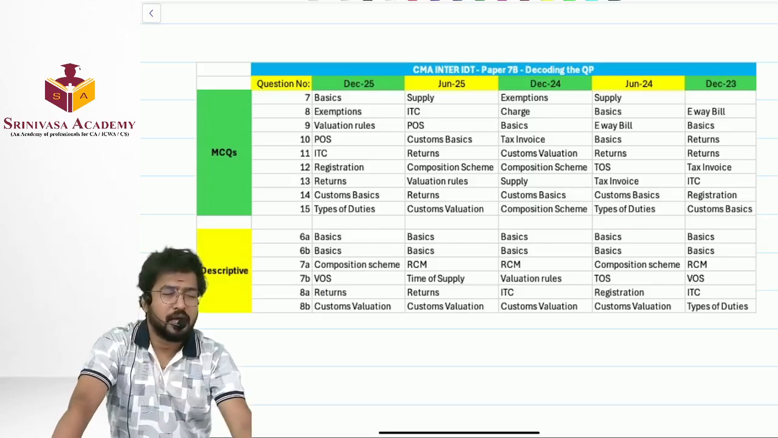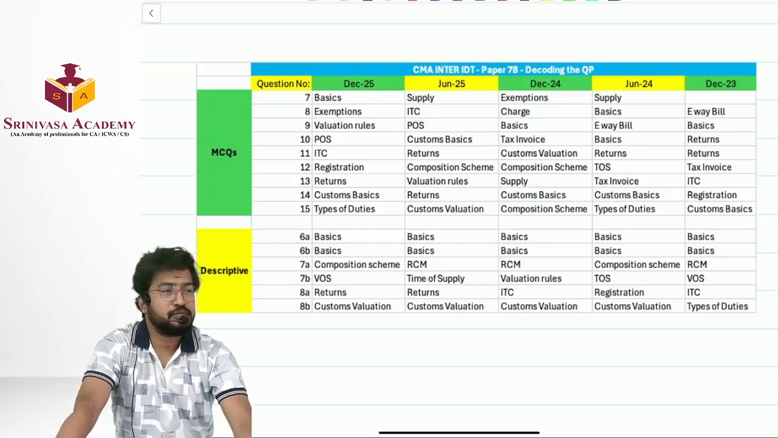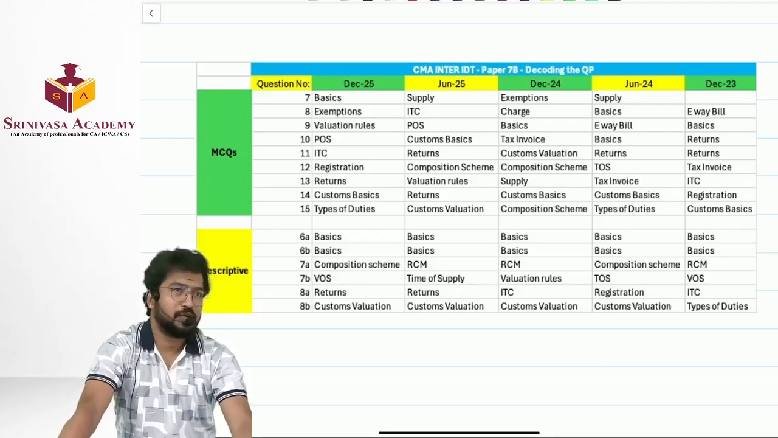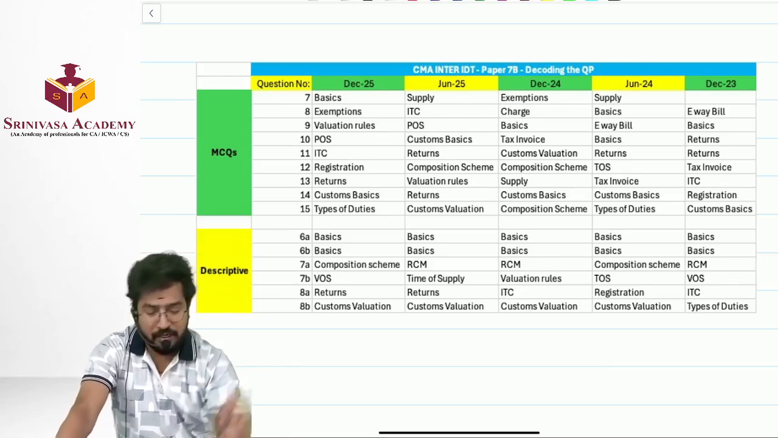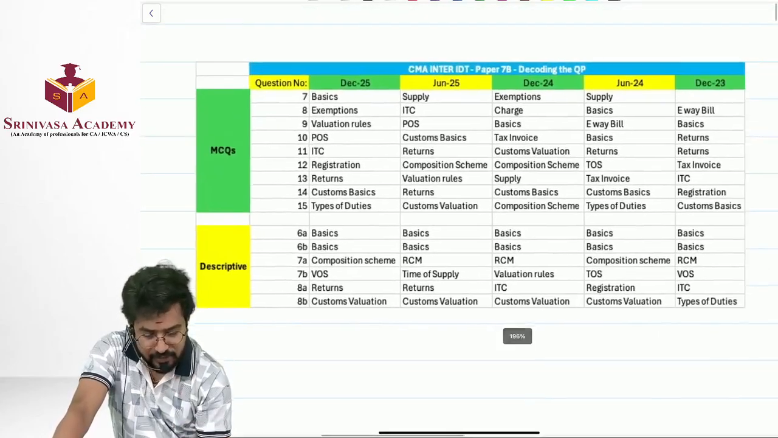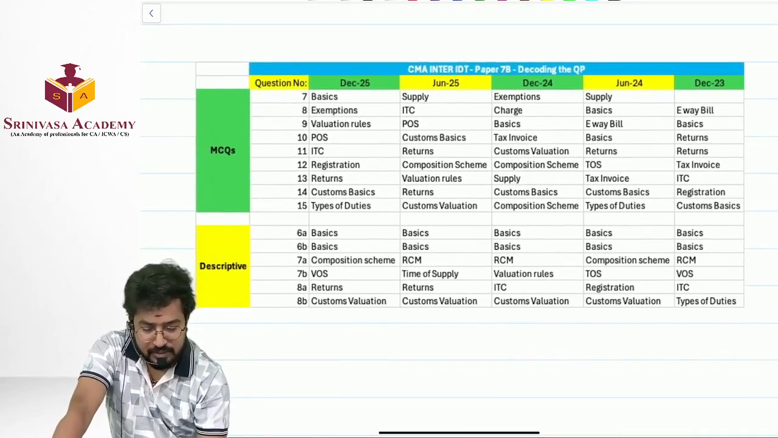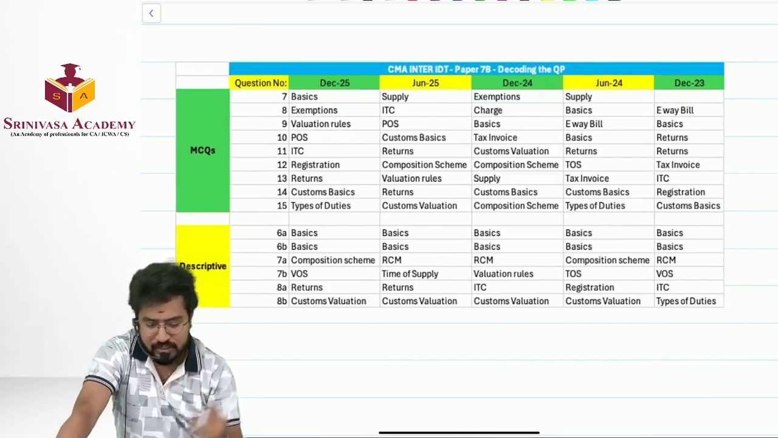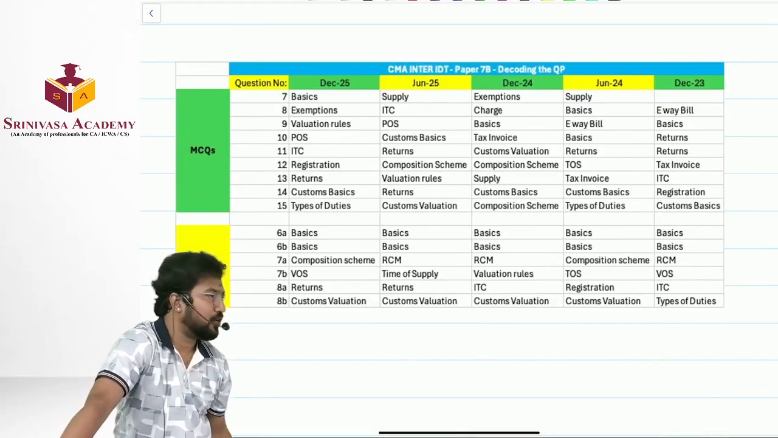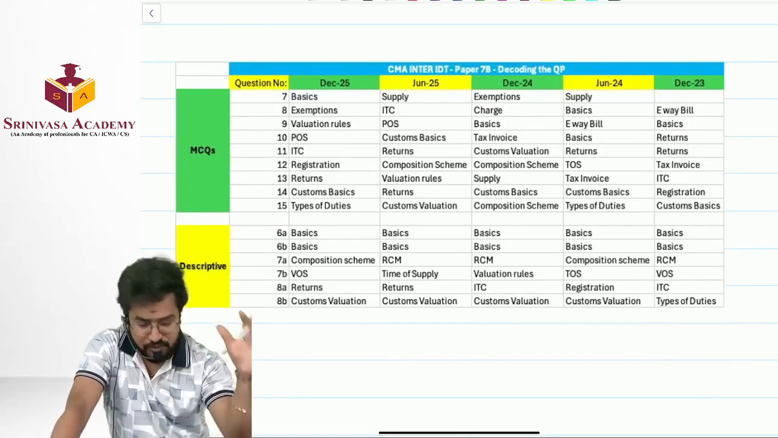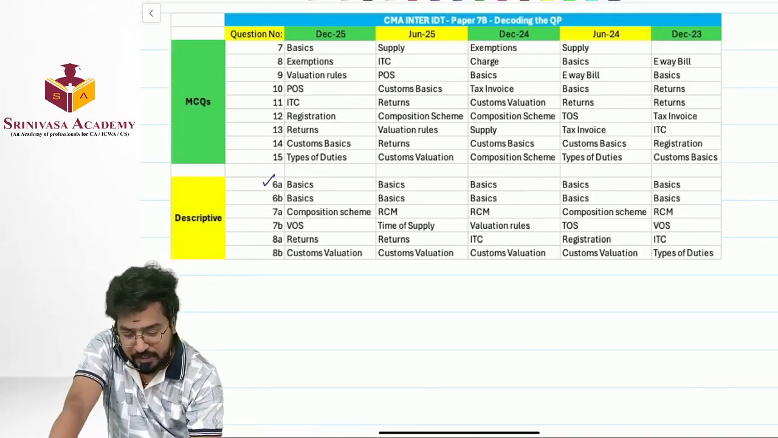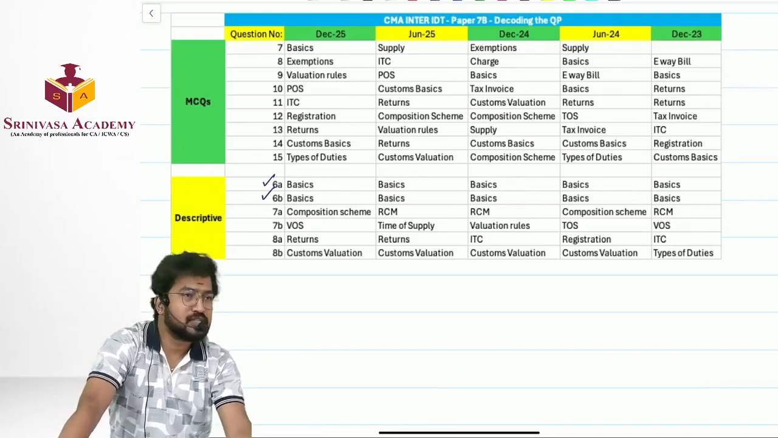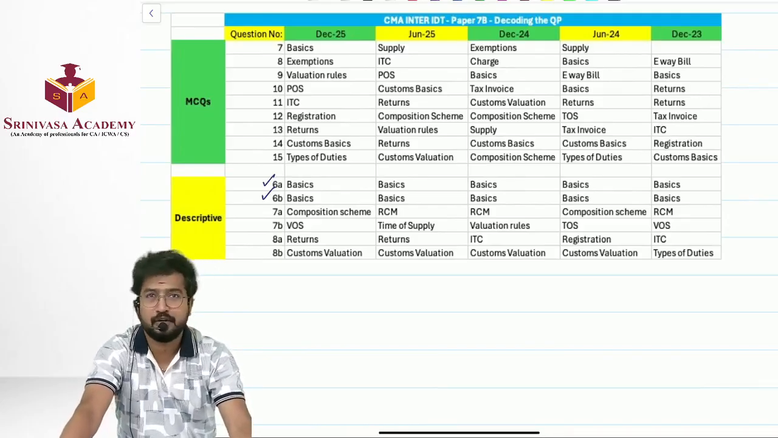See, unless our horoscope is too bad, the paper pattern should remain the same this time. Mostly the paper pattern should remain the same. Now, taking the trend, we have given here which chapters have been tested as MCQs and which as descriptive. Let us talk about MCQs later. But if you look at the descriptive pattern, question number 6A and 6B, this is what surprised me actually when I saw the paper pattern analysis.